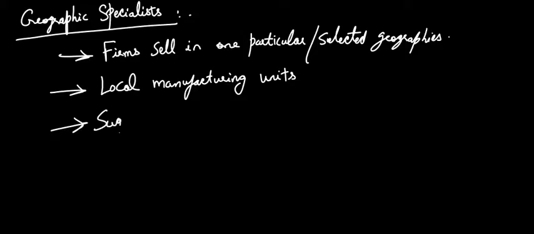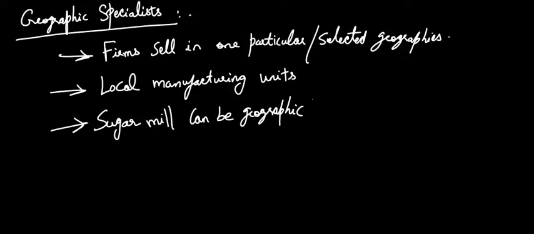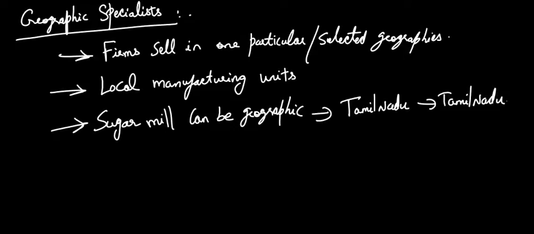Something like a sugar mill can be geographic. They can serve a single geography. Yes, the sugar mill can also be serving the whole country, but it can be geographic, where, for example, sugar mills in Tamil Nadu serve Tamil Nadu. In some cases, this is only applicable for smaller mills. The larger mills don't restrict themselves to one particular location. They go for multiple locations.